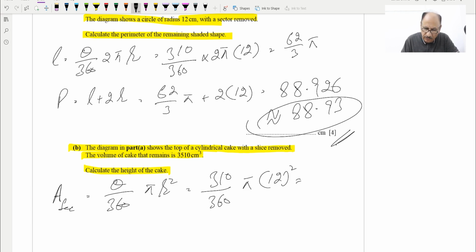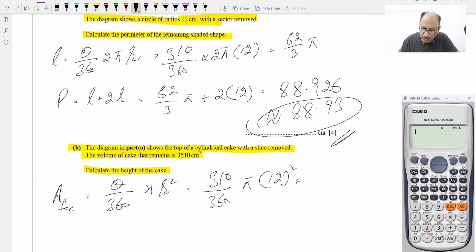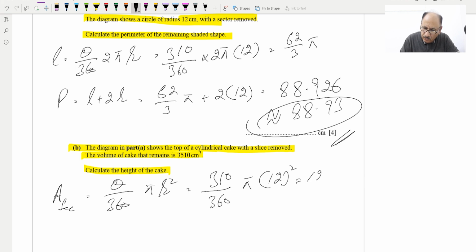So we will be calculating this. So this will be 310 over 360 and multiply by pi and r squared, so 12 squared. And this is giving us 124 pi. 124 pi. And they are telling us that the volume is 3510.